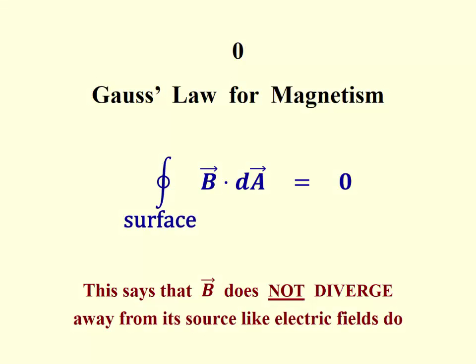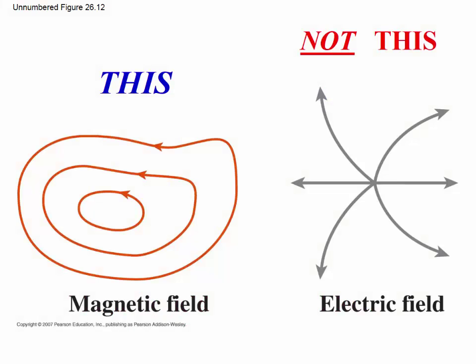Okay, first, actually zero, is Gauss's law for magnetism. It says that the integral over a surface of B dot dA is zero. This is true because there are no observed magnetic charges, what we call magnetic monopoles. Until someone discovers them, this integral will be zero, with the result that the magnetic field does not ever diverge away from its source the way electric fields do. That means that magnetic fields circulate around in closed loops, like you see on the left, rather than diverge from a point like electric fields do.